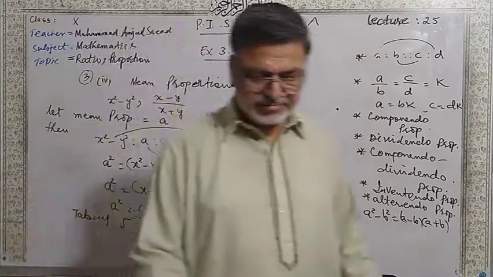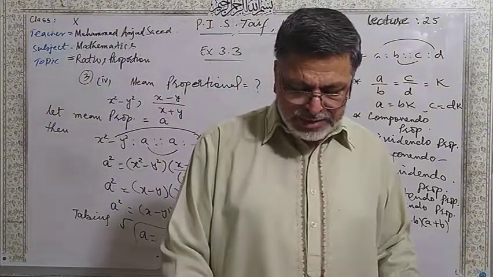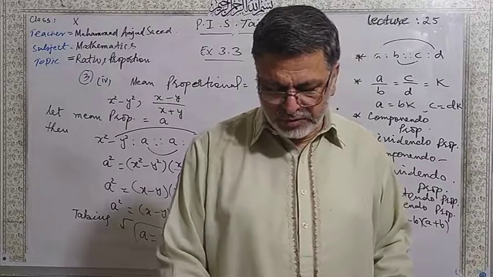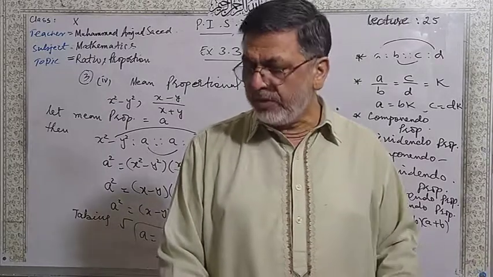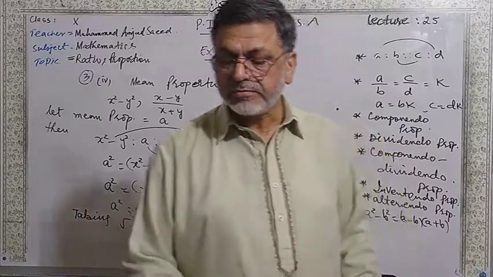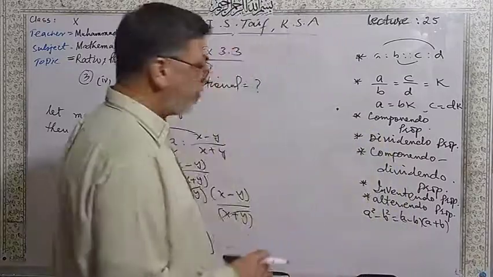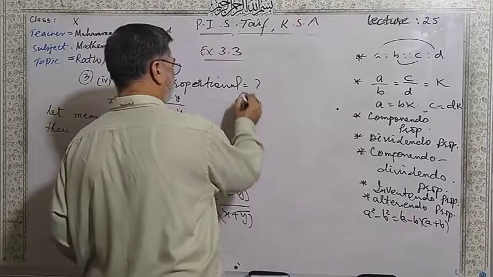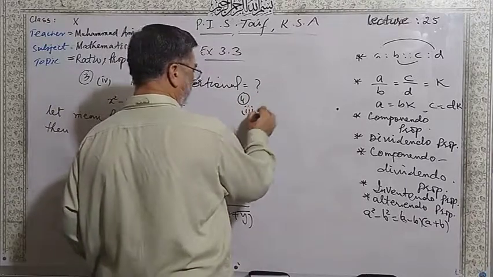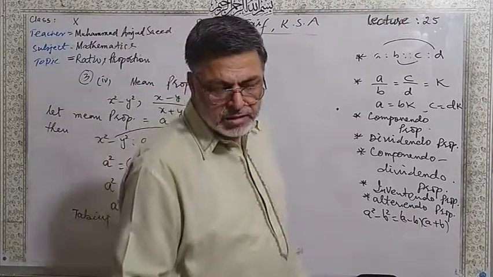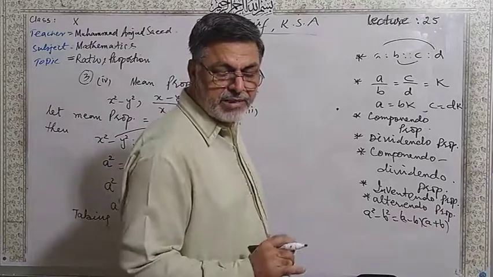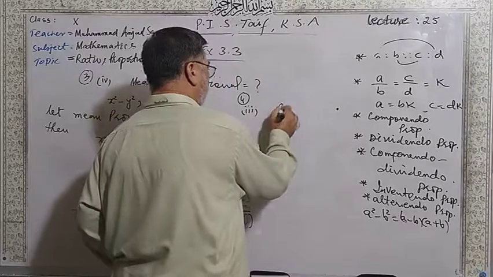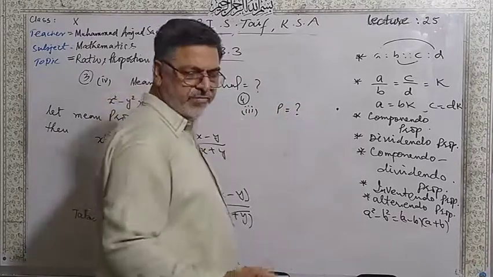After that, question number 4, find the value of the letter involved in continued proportion. Question number 4, part 3. In part number 3, p is involved, so you have to find the value of p.